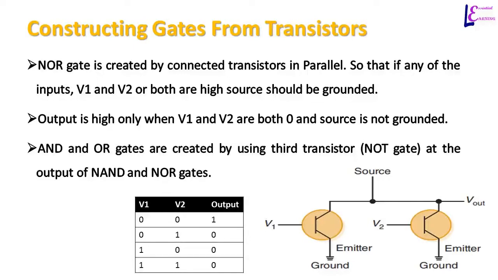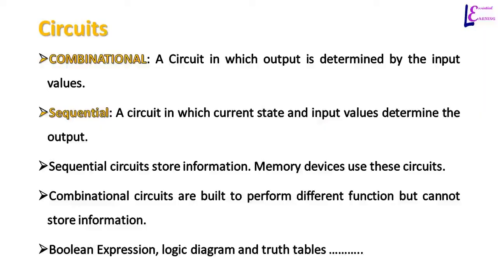To create an AND and OR gate, we will need a third transistor which will function as a NOT gate to the output. Circuits created with logic gates are of two types, combinational and sequential. In combinational circuits, output is dependent only on input values. In sequential circuits, output is dependent on the input values and current state of the circuit. Main purpose of sequential circuits is to store information. Memory devices are built from these circuits.